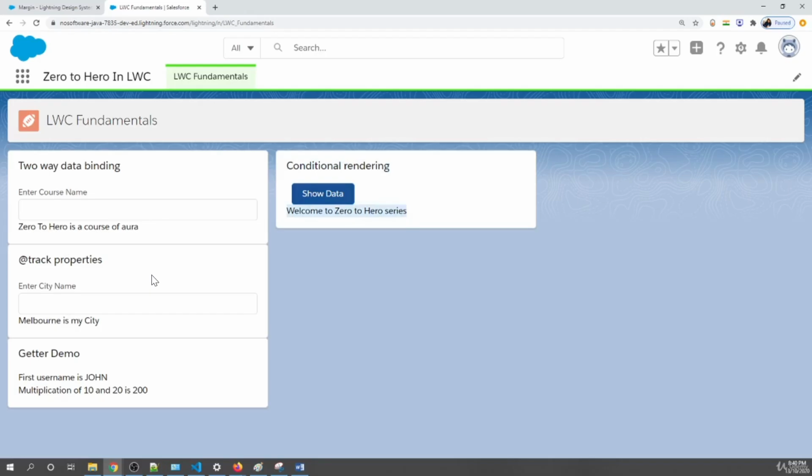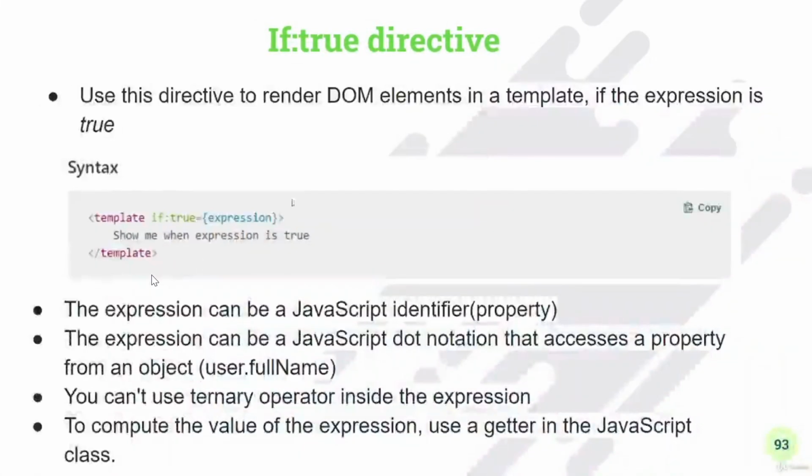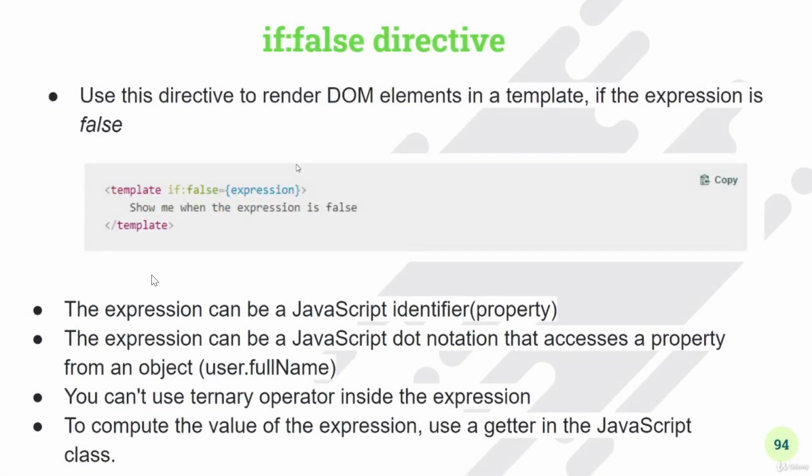So let's go and understand the if:false directive. The if:false directive is just the opposite of this, and we use this directive to render the DOM element in the template if the expression is false. So if:true works if the expression is true, and if:false works if the expression is false. It also holds the same properties, like the expression can be a JavaScript identifier or an object you can use. You can't use the ternary operator and other array methods. So let's go and see the if:false directive, the code.